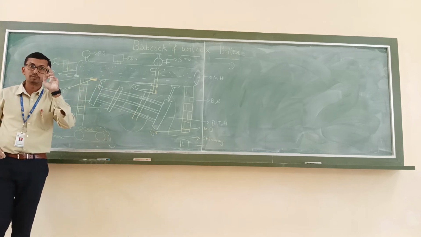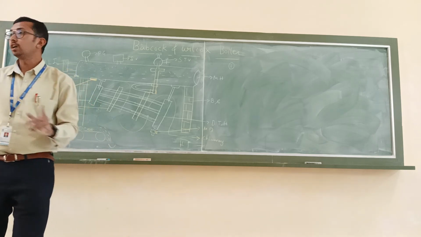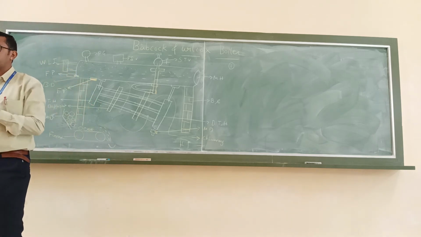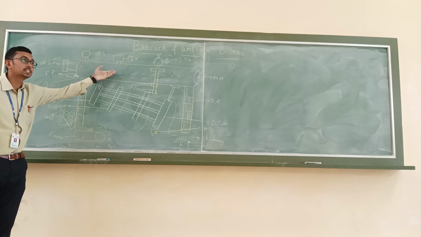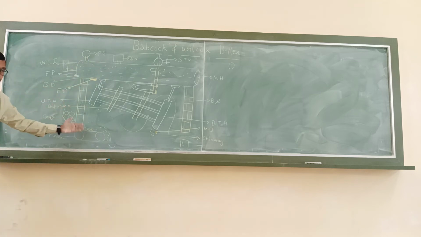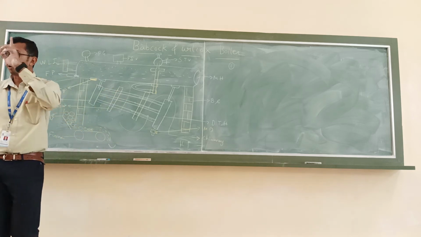What is the second classification? Based on location. See, this is a boiler drum. Okay, where the furnace is placed, whether it is inside or outside. Outside. So that's why this is an externally fired boiler.